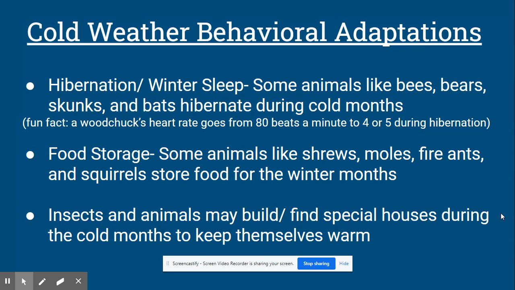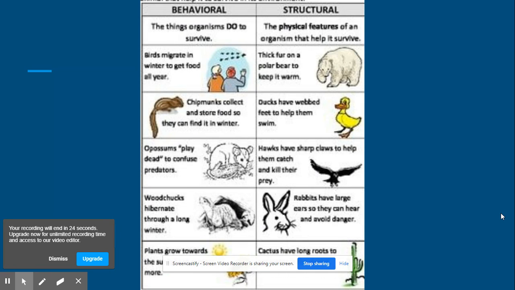Some animals also have cold weather behavior adaptations and also hot weather ones too, but with cold weather, we think about hibernation or winter sleep. Several kinds of animals do that. Obviously, you've always heard of bears, but also bees and skunks and bats, and even woodchucks. I thought it was an interesting fact that their heart beats 80 beats a minute when they're awake, but during their winter sleep, their hibernation, it's 4 or 5 beats a minute. That's hardly even beating. They also store up food. We know squirrels store up nuts, but also shrews and moles and fire ants. They may even build special houses to keep them warm.